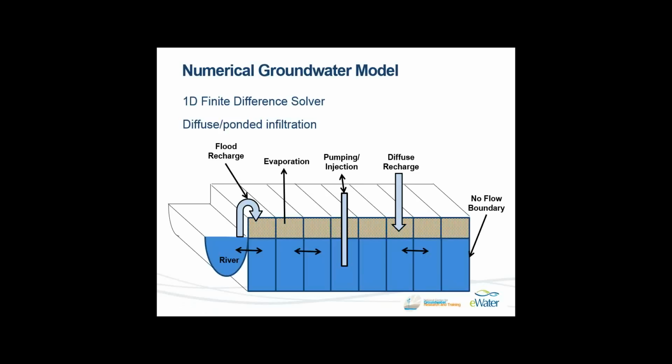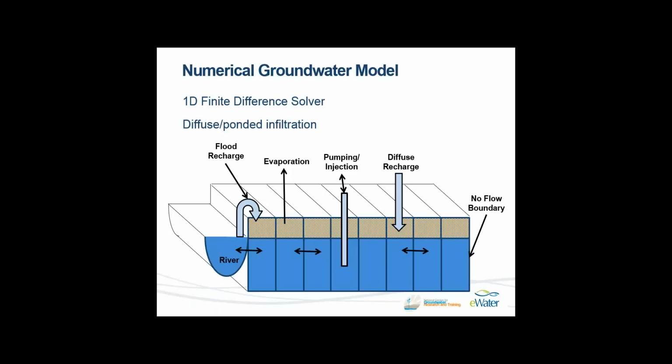A key difference between the numerical model and the analytical solution is that the numerical model calculates the soil moisture in the unsaturated zone. For those who are interested, it does this using an approach that's based on the Mein-Larson formulation of the Green-Ampt equations. So this enables the model to simulate diffuse recharge from processes like rainfall and also ponded recharge, from flooding or overbank flows. The model, similarly to the analytical approach, also includes pumping and injection bores and processes of evaporation.